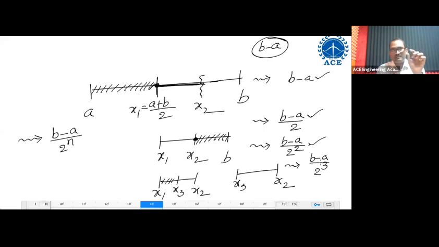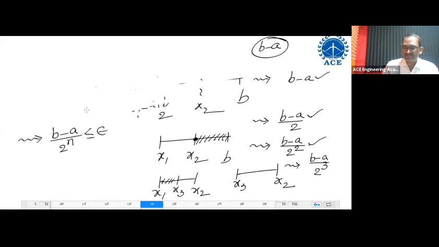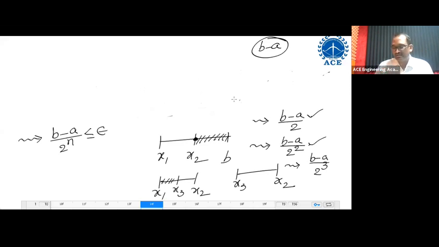So after n number of iterations, you will get a very, very small length of the interval, very, very nearer to 0. Let it be epsilon. Epsilon means any number very, very nearer to 0. So after n number of iterations, the error value or interval length is almost becoming 0.001 or even less. So that 0.001, let it be epsilon.